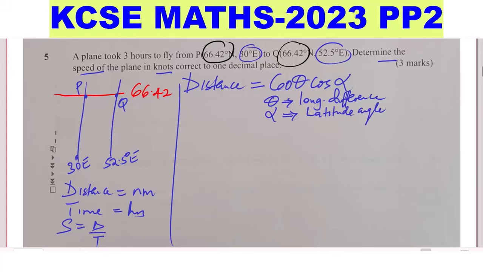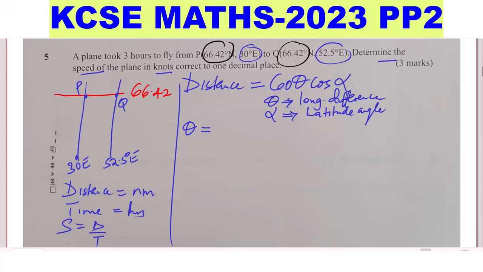This is how we get the distance along the small circle, or circle of latitude, in nautical miles. So we just need to work out what the longitude difference theta is. We get it by considering the longitudes of P and Q. One is 30 degrees east, the other one is 52 degrees east, so both of them are located to the east.